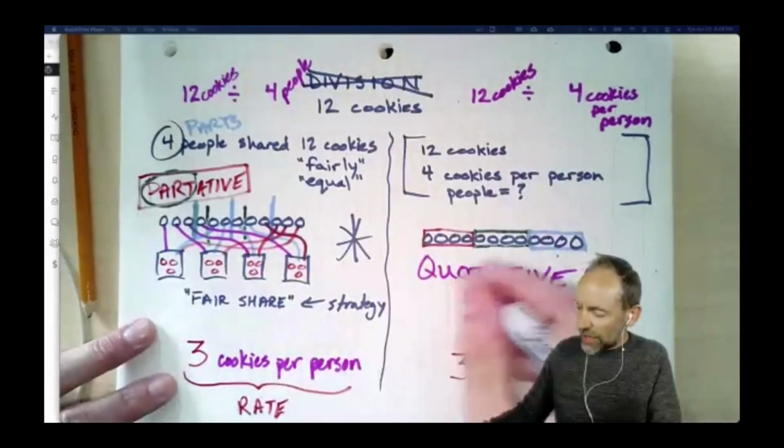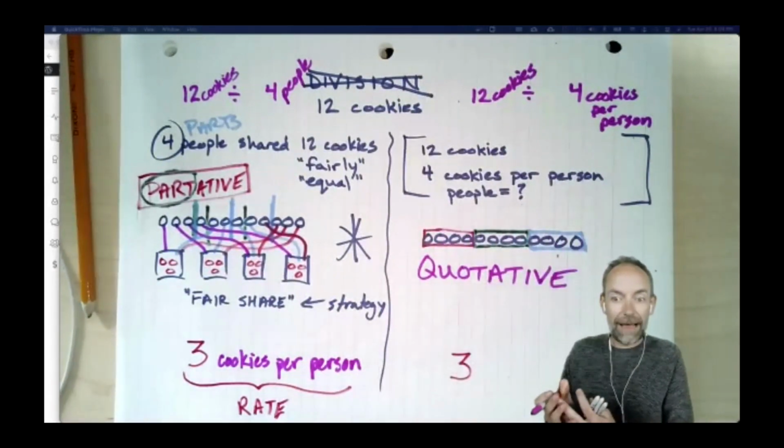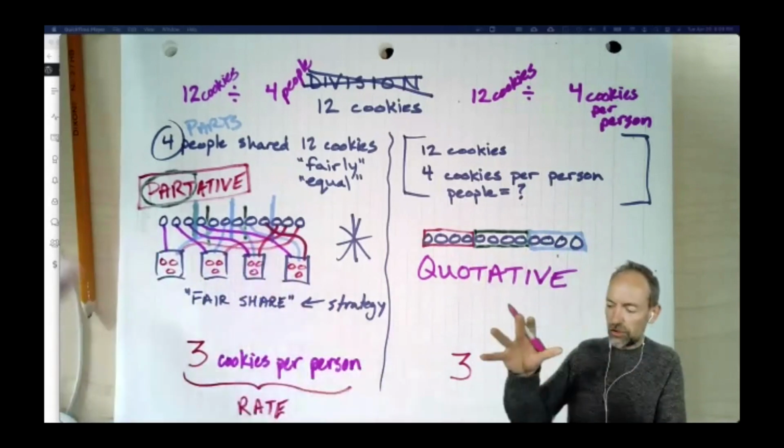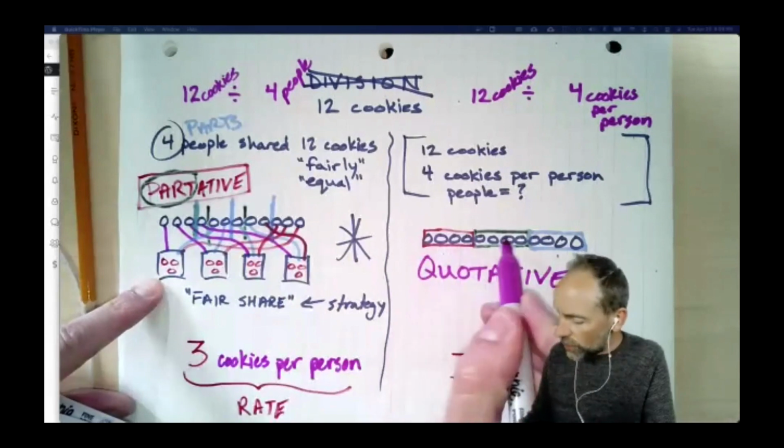This strategy, anyone want to dare name what this strategy is? Like what's happening? You named this one. Someone said fair sharing. What is it that John did here when they were like, I'm just going to group up 4 at a time?